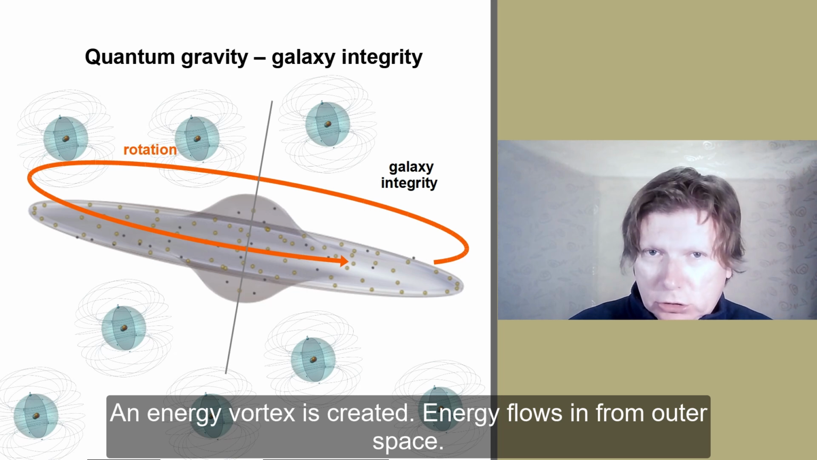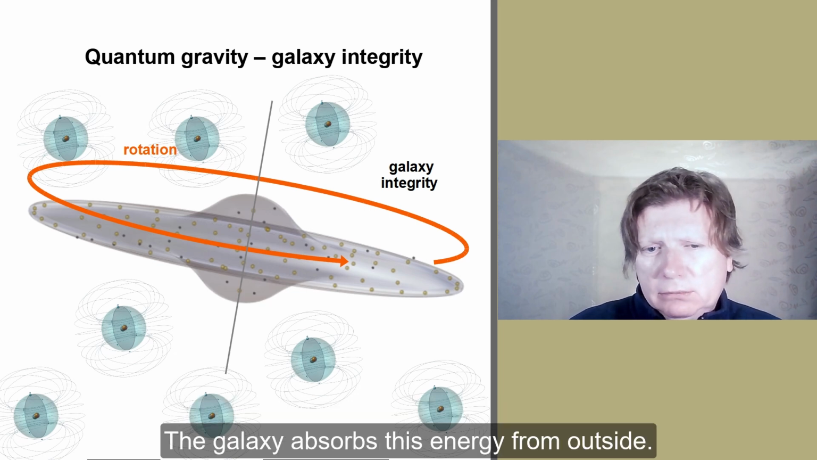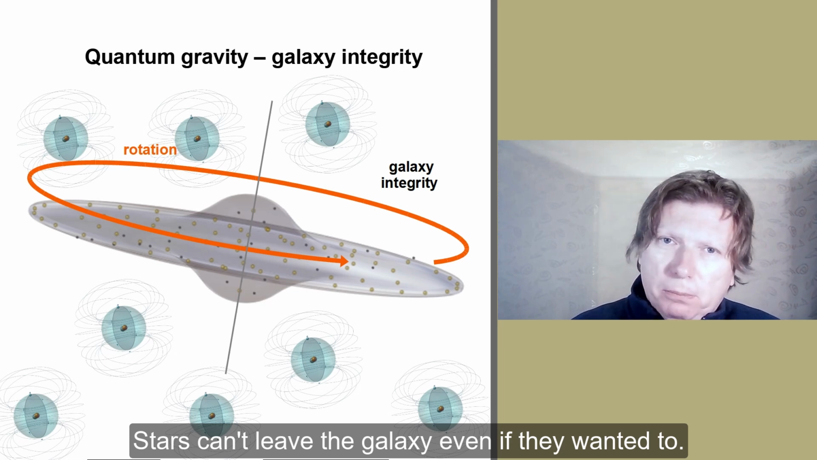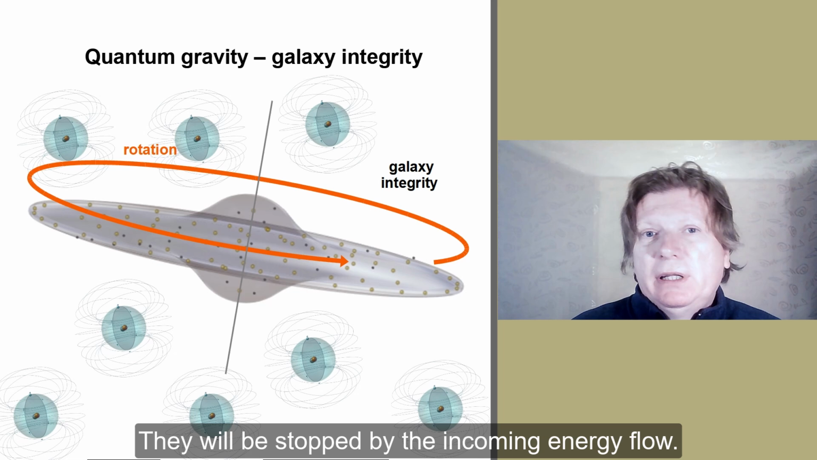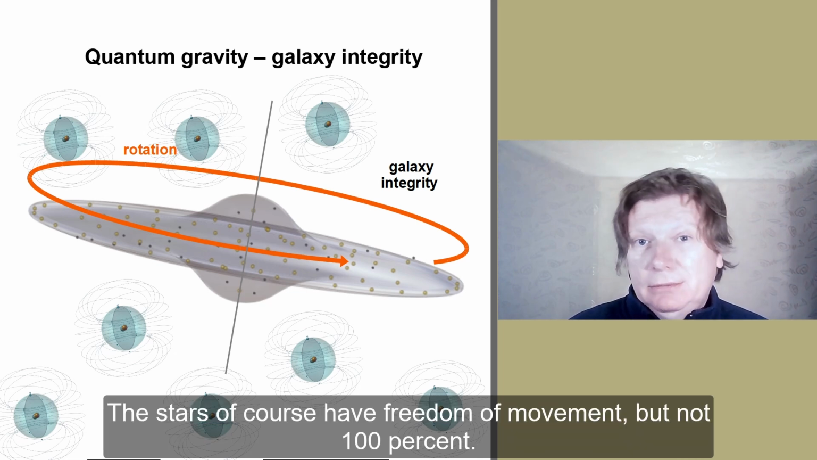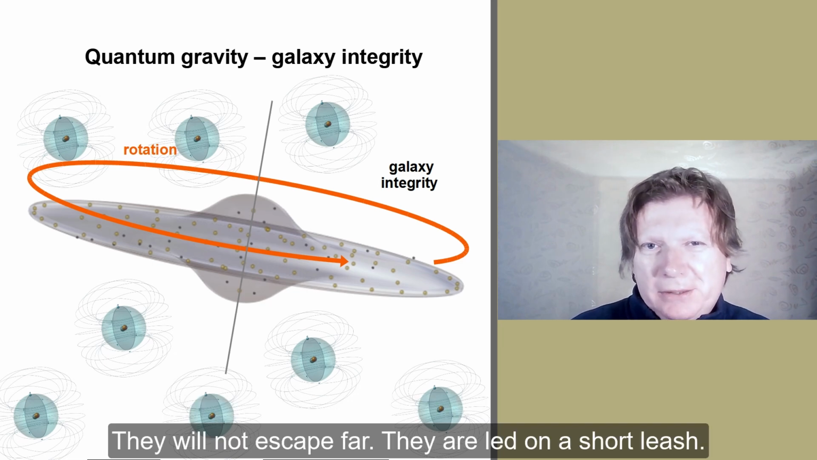An energy vortex is created. Energy flows in from outer space. The galaxy absorbs this energy from outside. Stars can't leave the galaxy even if they wanted to. They will be stopped by incoming energy flow. The stars, of course, have freedom of movement, but not 100%. They will not escape far. They are led on a short leash.